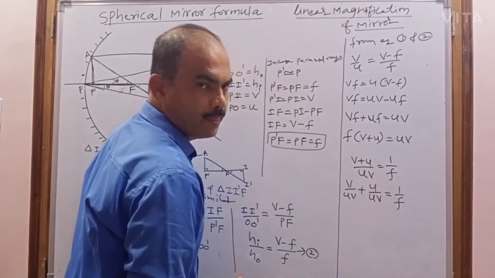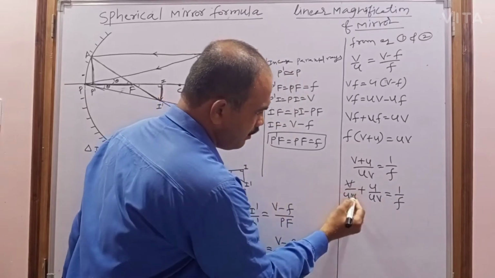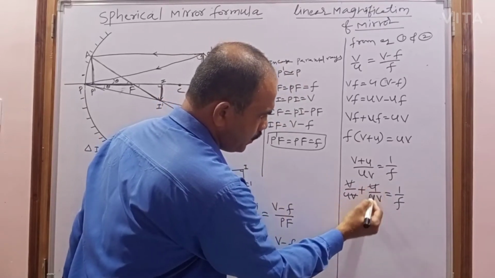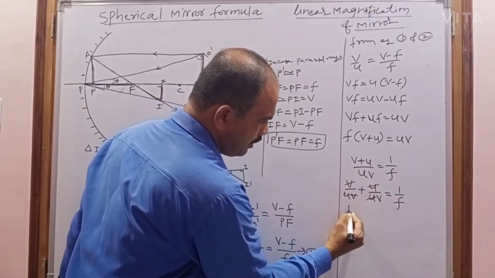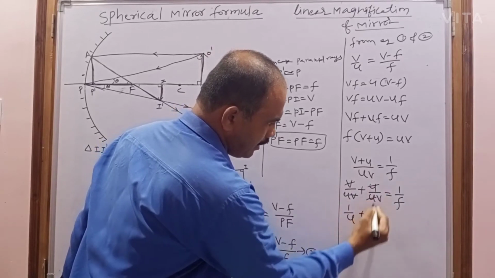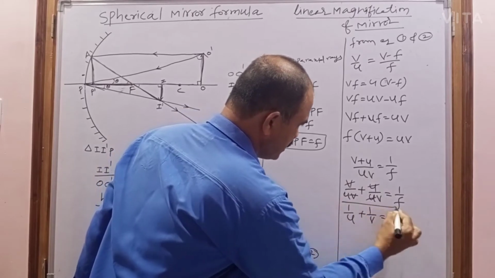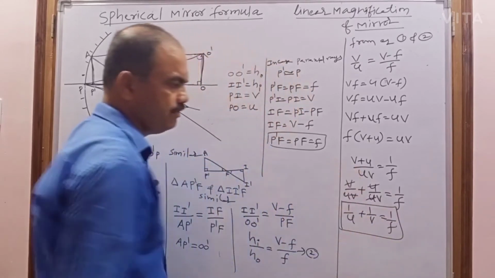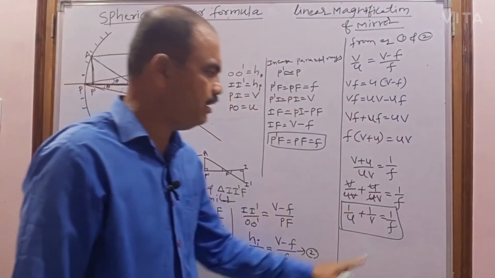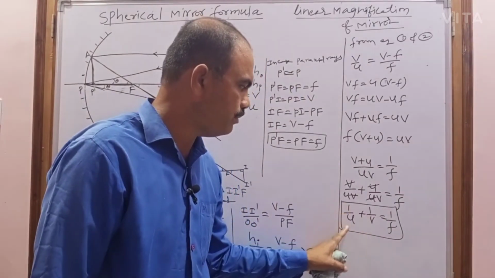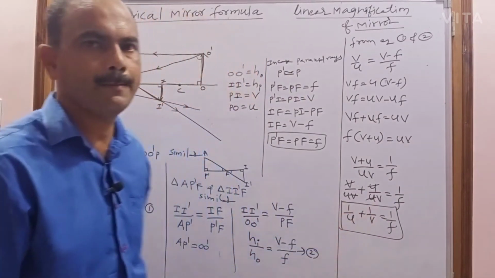Now what will be cancelled here? V will be cancelled here, and here U will be cancelled. What remains here? 1 by U plus 1 by V equal to 1 by F. So this is our mirror formula. What is the mirror formula? 1 by F equal to 1 by U plus 1 by V.